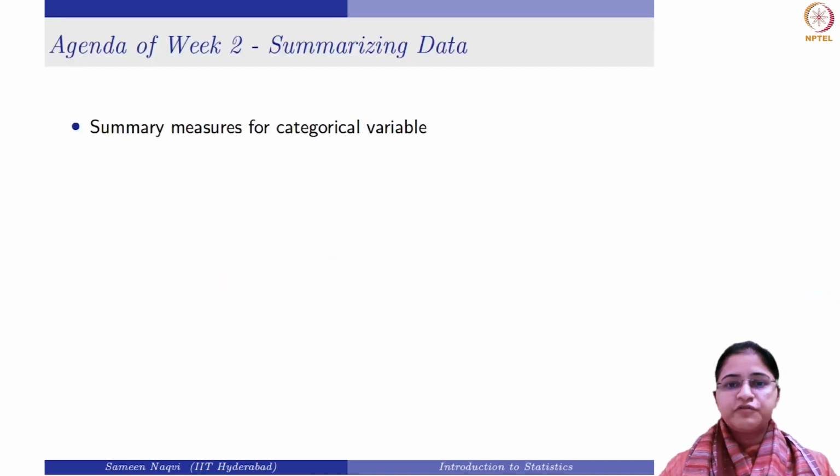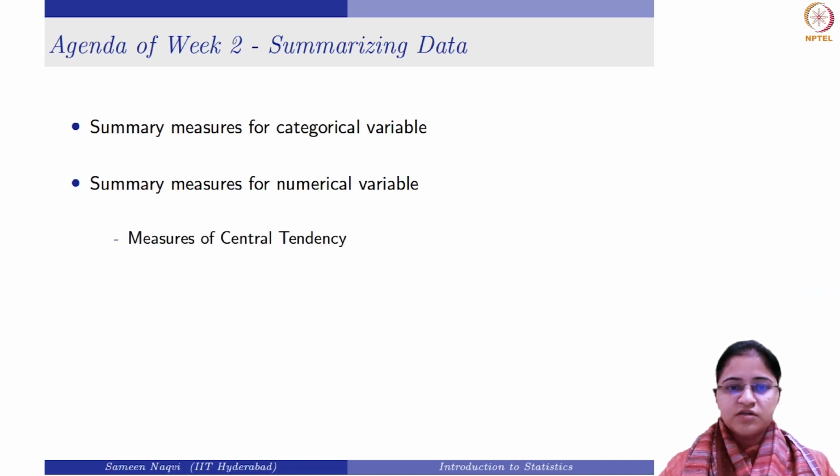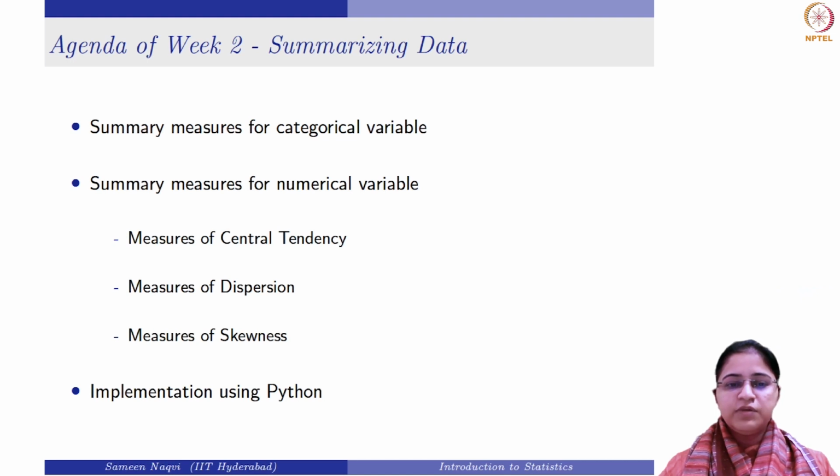Since there are two different types of variables, that is categorical and numerical, we will begin this week with the summary measures for categorical variable. Then we will move on to the summary measures for numerical variable, where we will learn about the measures of central tendency, measures of dispersion, measures of skewness, and finally, we will implement these concepts using Python. So let us begin with the summary measures for categorical variable.